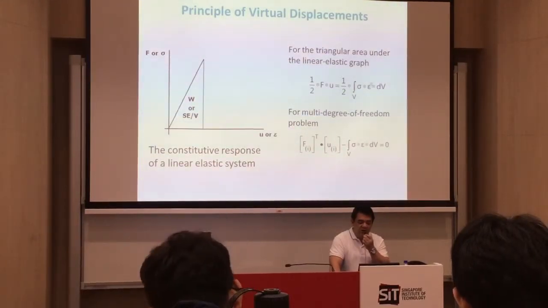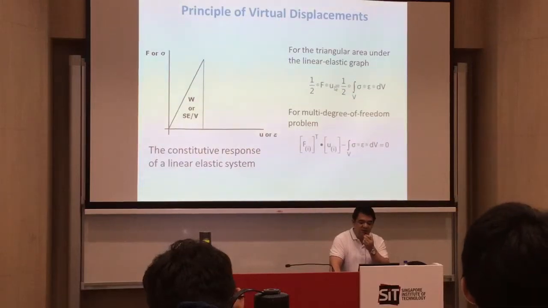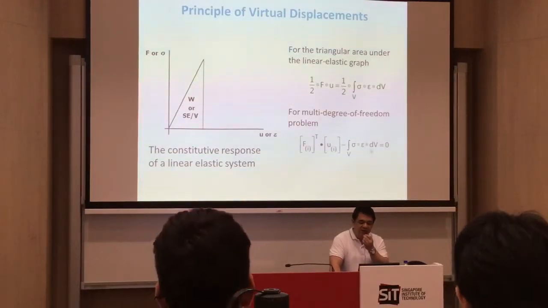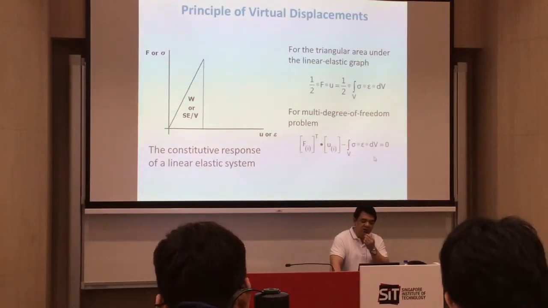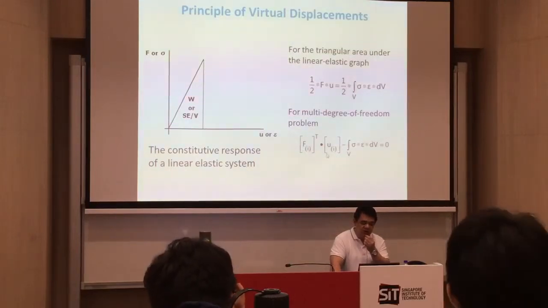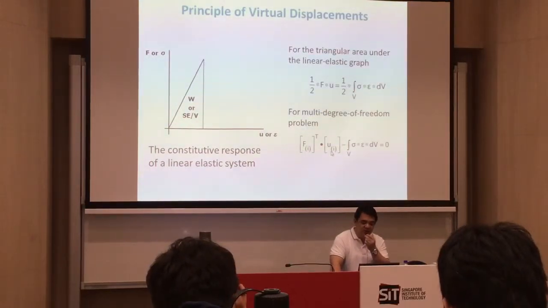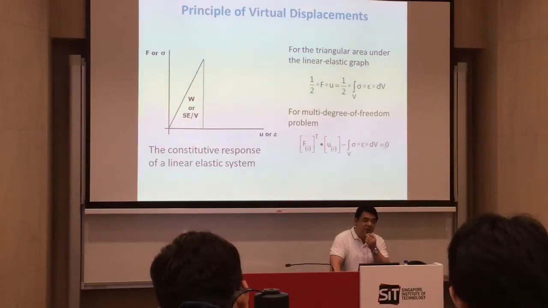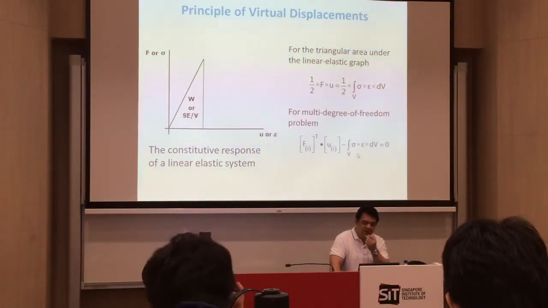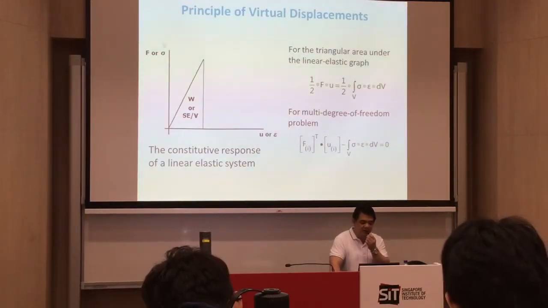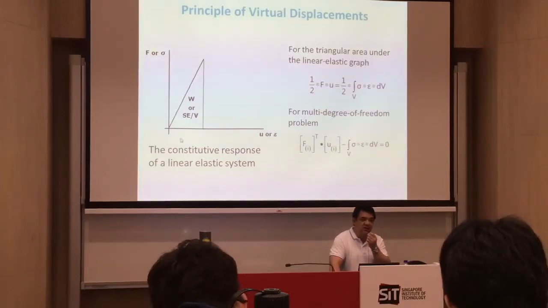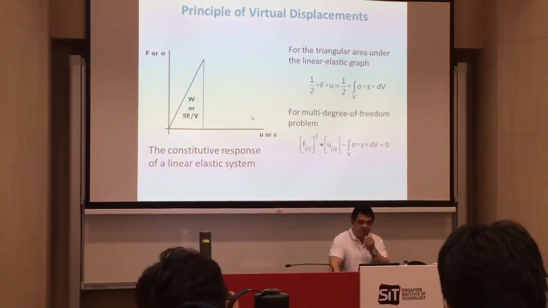So you move this one to this side here, and then remove the half, then you have this one here. For a multi-degree of freedom problem, you have the transpose of your force multiplied by the displacement minus twice the strain energy, that is equal to 0. So this is now your equation, which has been derived from the elastic stress strain curve.